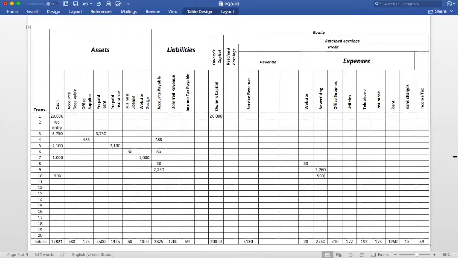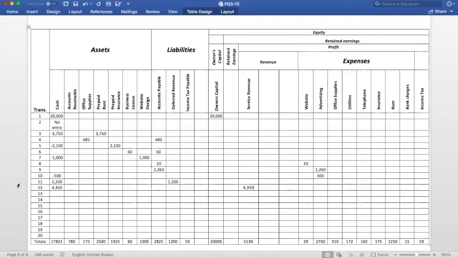Number 11, you receive an advance payment from a customer for work to be performed next month. Cash will increase and your deferred revenue will also increase. Remember that deferred revenue is a liability because you owe the customer a service in the future. Number 12, customers pay cash for services that you provided. Cash will increase and service revenue will also increase.